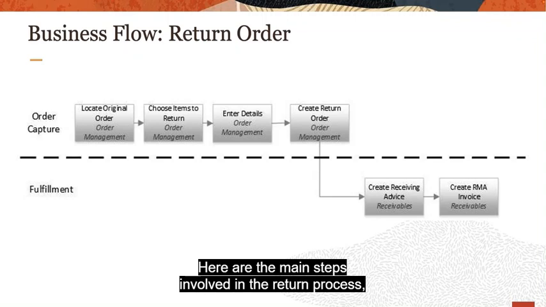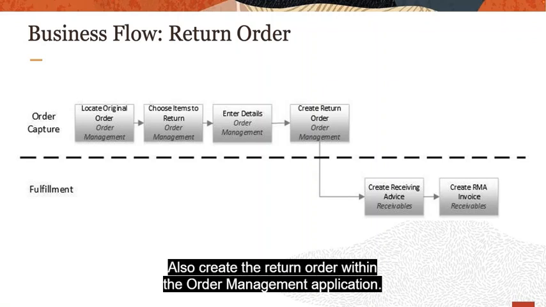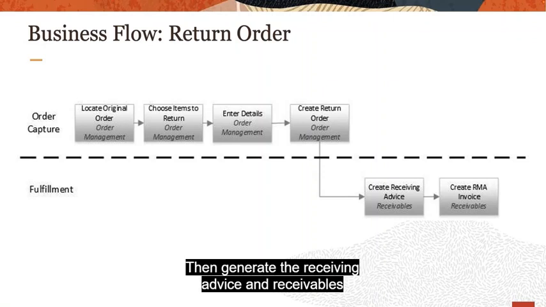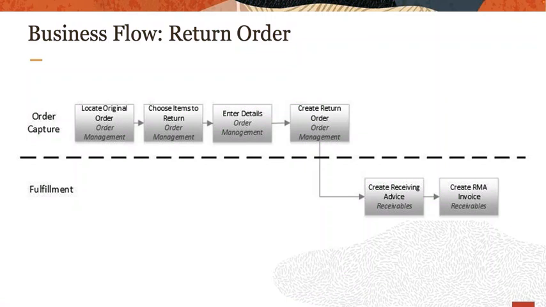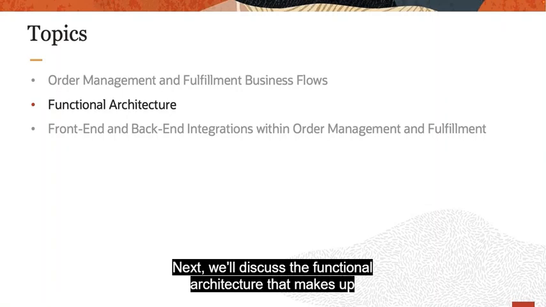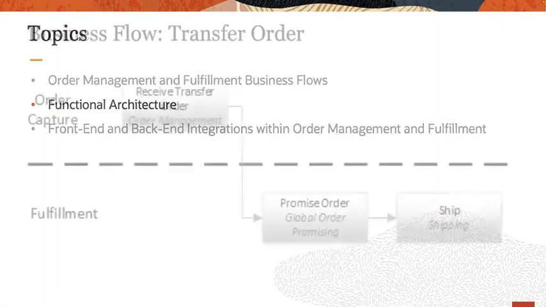Here are the main steps involved in the return process, along with where they happen in the system. First, locate the original order in Order Management. Then, select the items to return in Order Management. Enter the details within Order Management. Also, create the return order within the Order Management application. Then, generate the receiving advice in Receivables, and create the RMA invoice in Receivables. Next, we'll discuss the functional architecture that makes up the Order Management application.